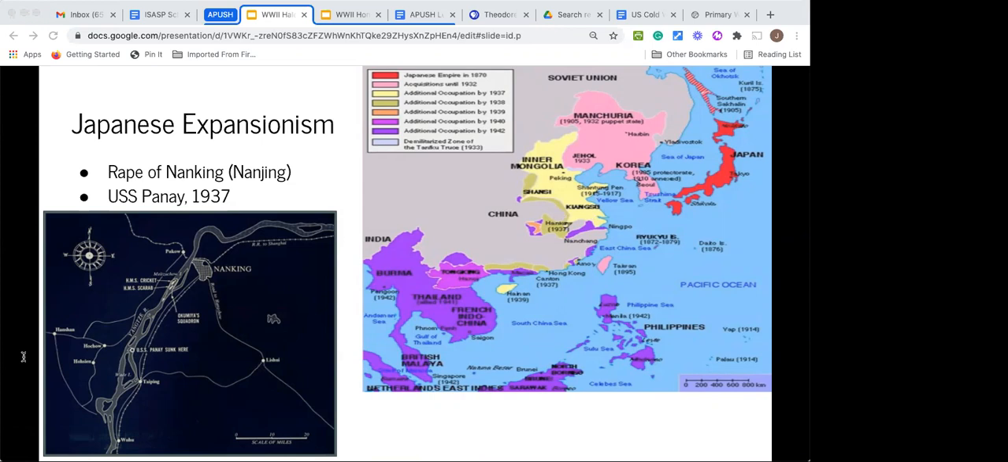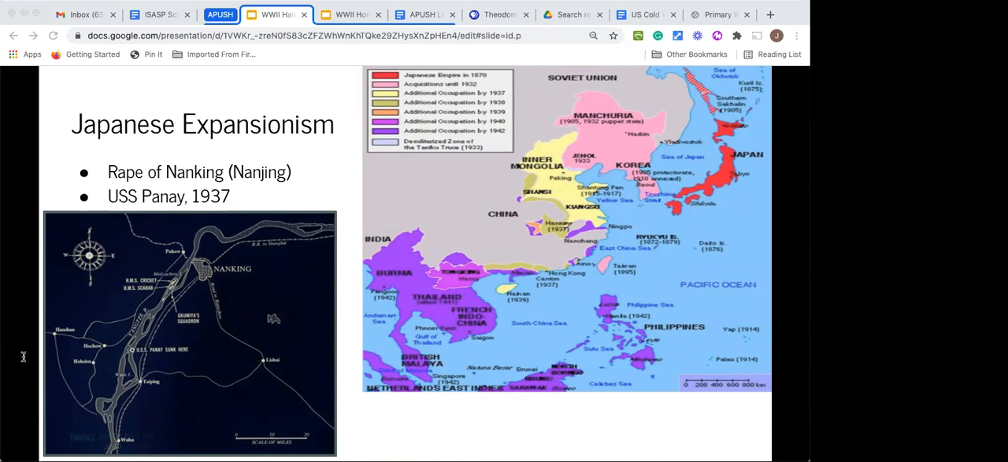So Japan pursues a very aggressive foreign policy by taking over and invading other areas. You have two key events that both happen in December of 1937. The first one to talk about is the Rape of Nanking, or Nanjing. And then the second one will be the USS Panay incident, both again taking place in December of 1937.